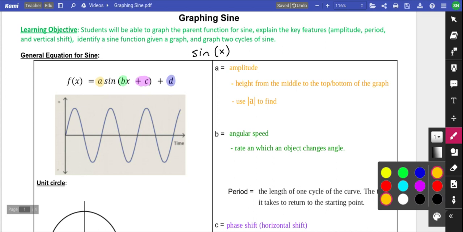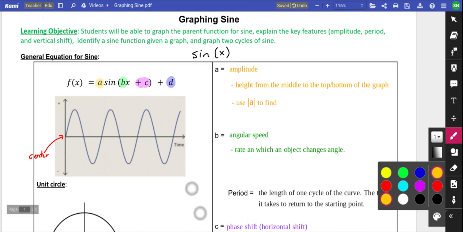The amplitude is given by the letter A. That is the height from the middle to the top or the bottom of the graph. So in the graph, we see that the center is that line right there. And from the center all the way to the top of the wave, that would be the amplitude. It is also from the center all the way to the bottom. Those two are the same.